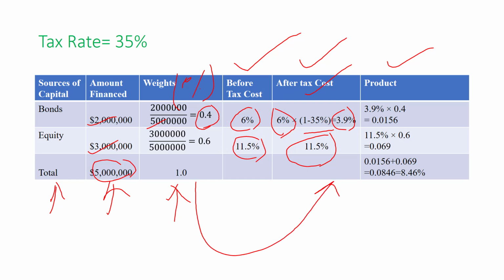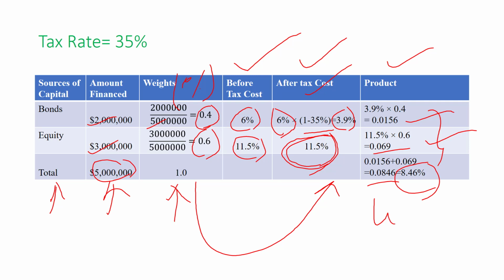So if you do that, the product for bond is 3.9% times 0.4. That gives us 0.0156. And for equity it's the percent of equity, 0.6, times the after tax cost, and that gives us 0.069. And if you add both, you get 0.0846, which is 8.46%, and that is the weighted average cost of capital.